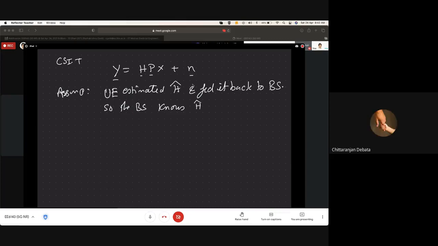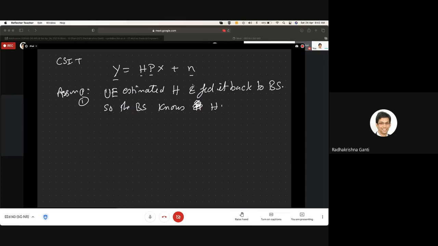Sir, the UE estimates the H tilde, na? H hat. No, not H tilde. I'm assuming that somehow the UE is able to estimate H, just plain H without precoder. There's no precoder. This is the first step. Suppose the UE does this and transmits this H. Maybe I'll write it as H hat because it's an estimate, but I'll just write it as H. So the base station knows H.